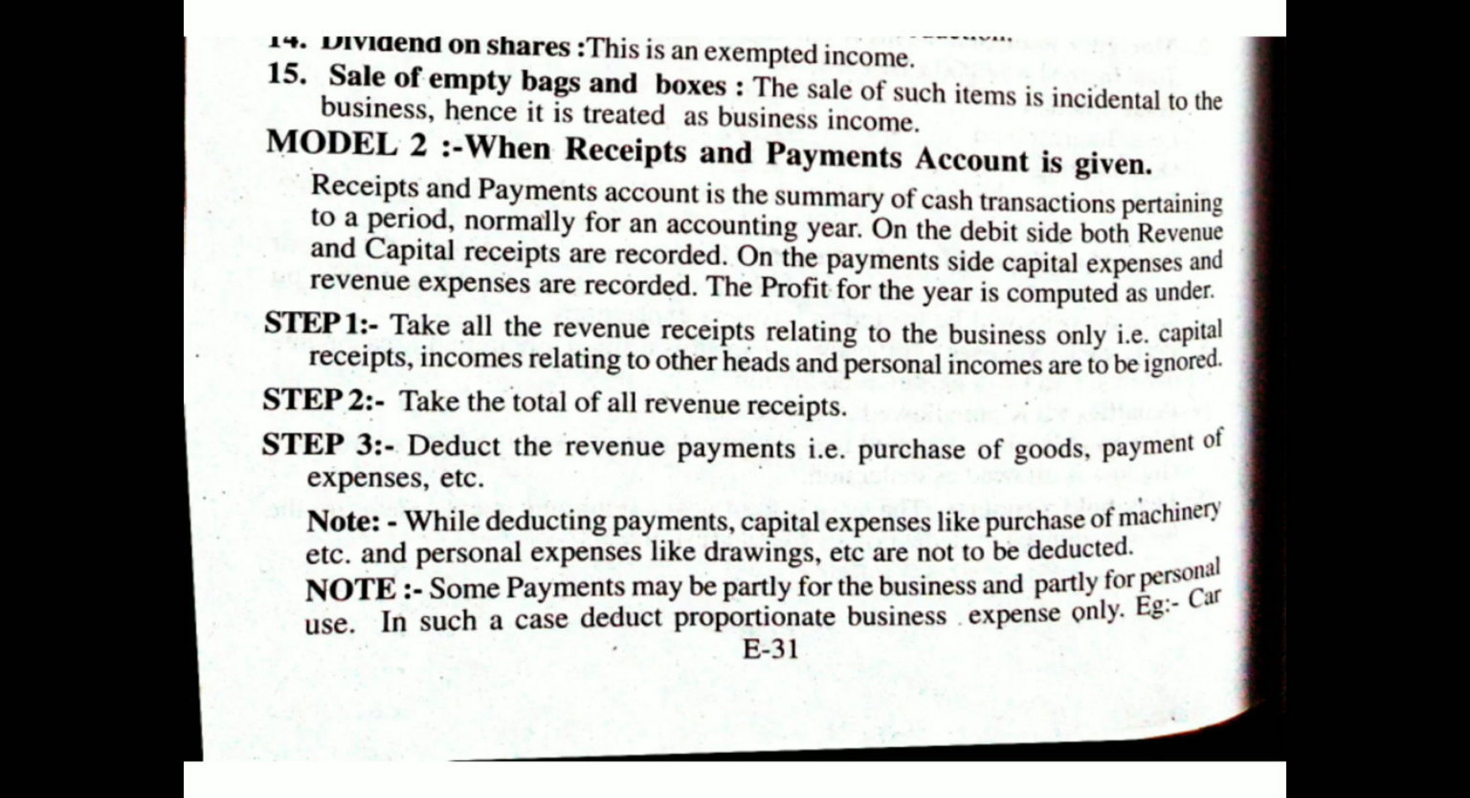For example, car maintenance expenses are 10,000, 60% of which relates to personal use and 40% to the business. Then 4,000 will be taken as deductible expenditure. Now the last step, the fourth step, is deduct depreciation allowed as per the provisions of the Income Tax Act. If the total receipts exceed the above deductions, then the difference is known as profit or income from the business. Similarly, if deductions are more than the aggregate of receipts, it means a loss.